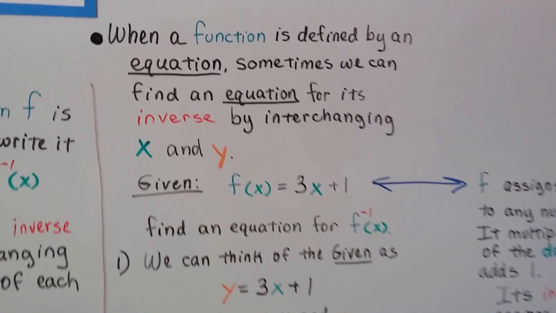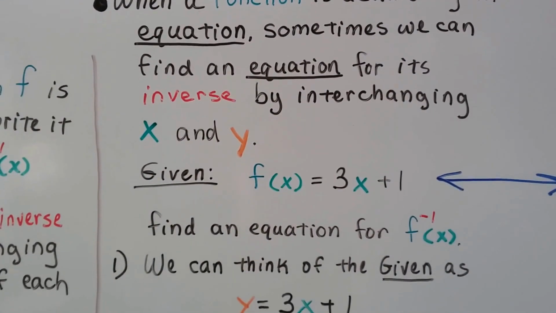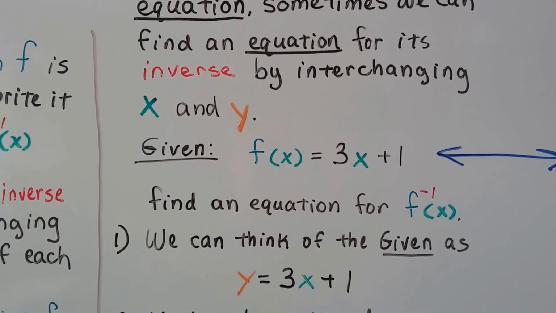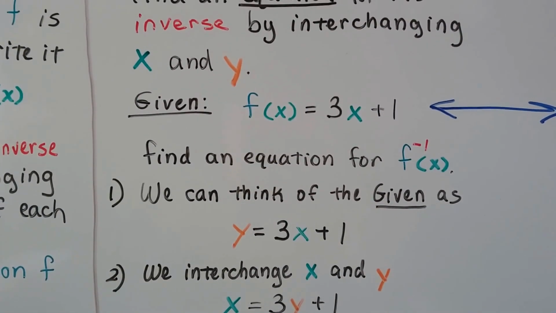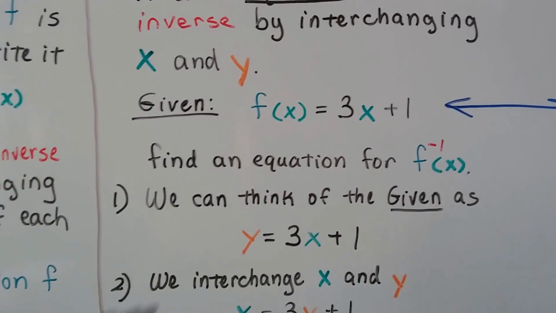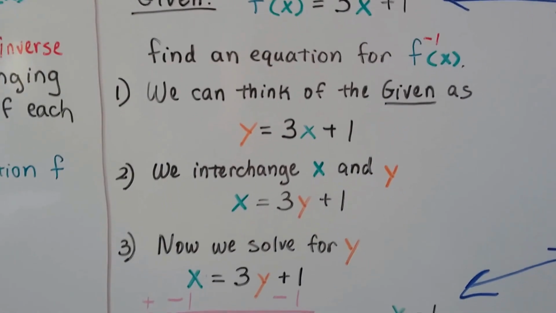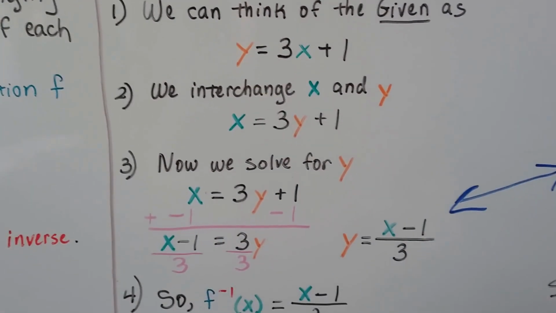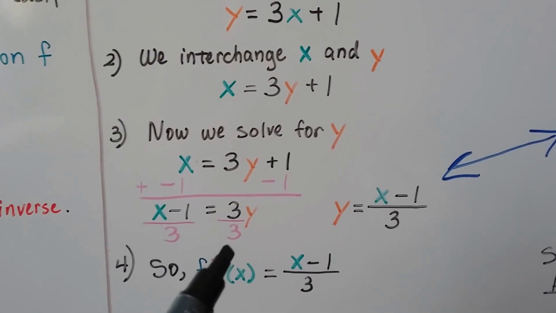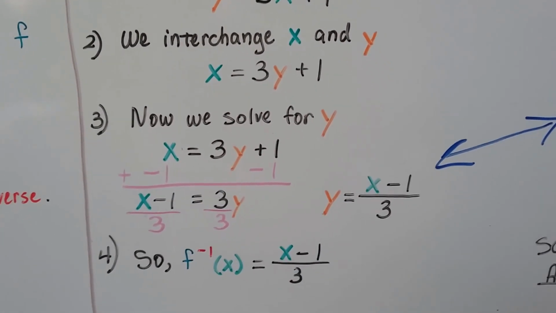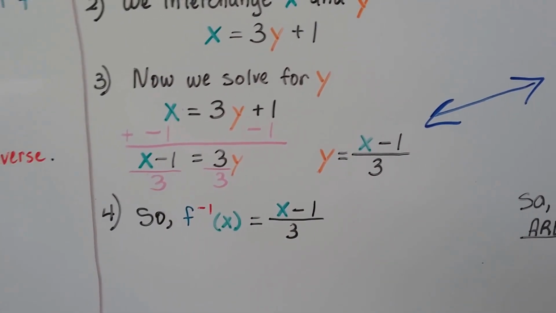When a function is defined by an equation, sometimes we can find an equation for its inverse by interchanging x and y. When we're given f of x equals 3x plus 1 and find an equation for f inverse of x, we can think of the given as y equals 3x plus 1. Just put a y there instead of the f of x. And we interchange that x and y and get x equals 3y plus 1. Well, now we solve for y. We add a -1 to each side and then divide by the coefficient 3 and get y equals the quotient of x minus 1 and 3. So f inverse of x equals the quotient of x minus 1 and 3.